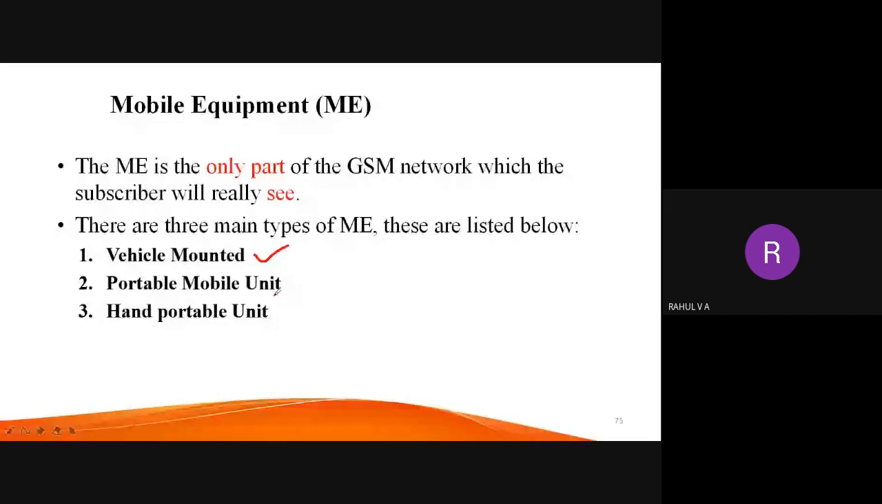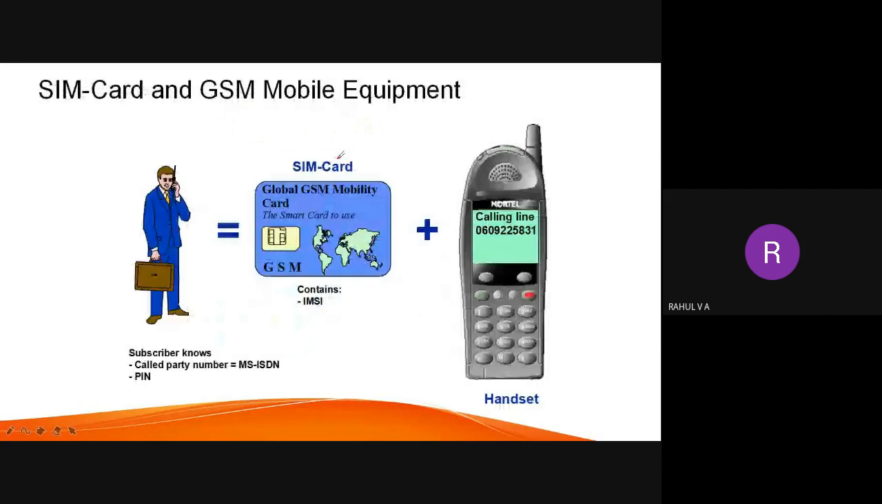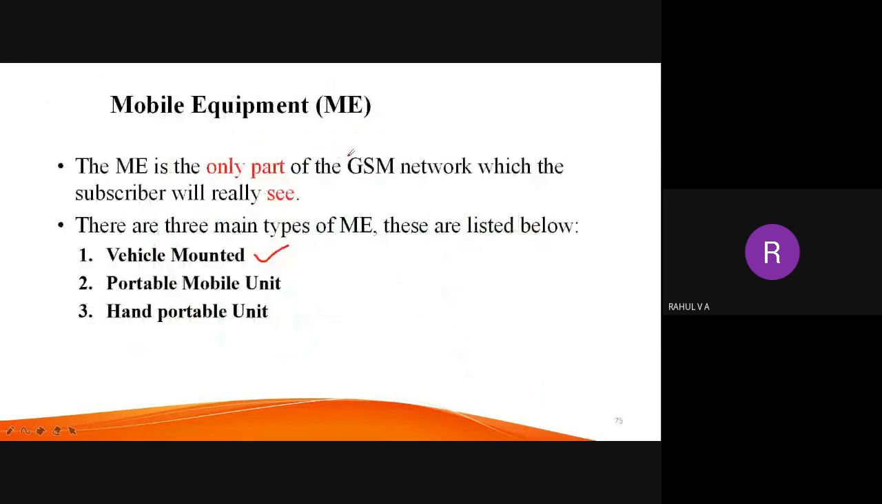So when we are inserting SIM into this equipment, it will become mobile station. So SIM plus mobile equipment. Okay, previously they used to write battery separately, but it is included now. So the entire thing becomes mobile station. And you can explain this mobile station as a part of BSS, or you can explain it separately.